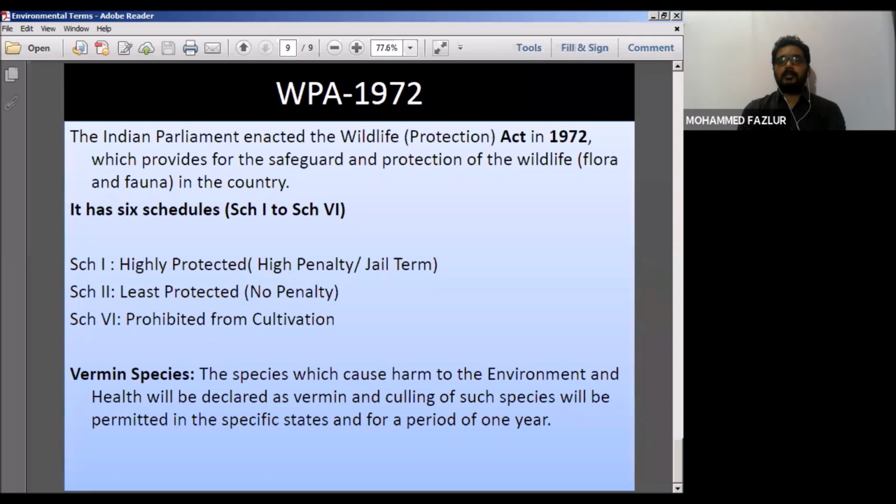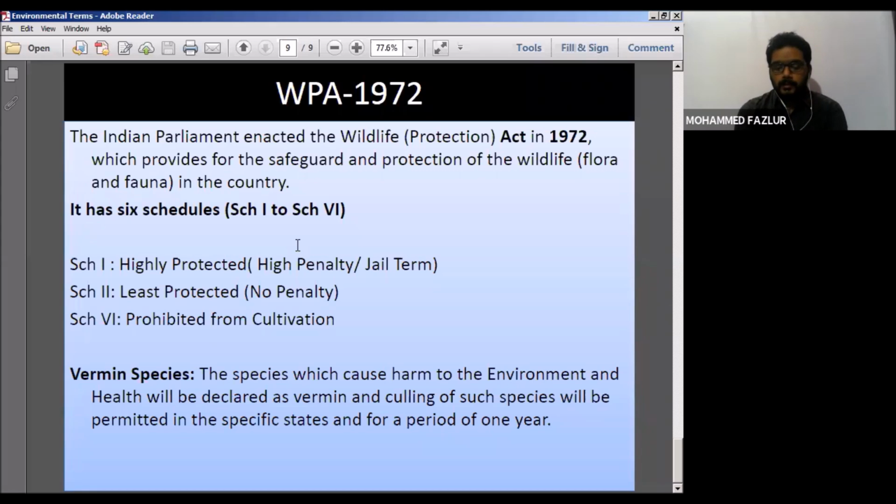If you try to move from Schedule 1 to Schedule 5, I repeat, from Schedule 1 to Schedule 5, the species' population slowly increases. Once their population increases, what will happen? The penalty or the jail term decreases.